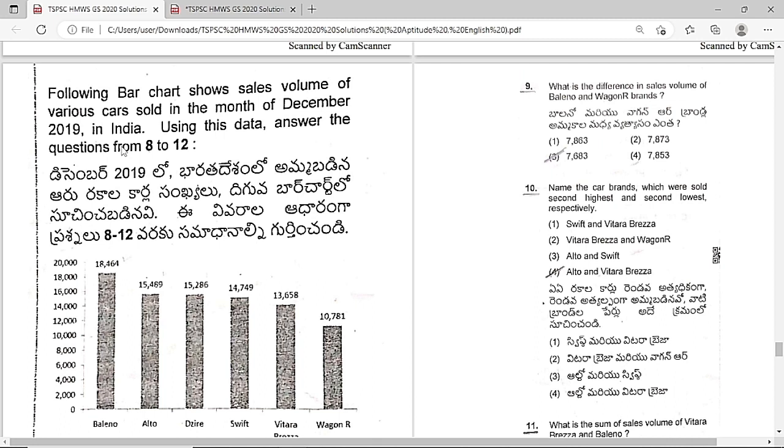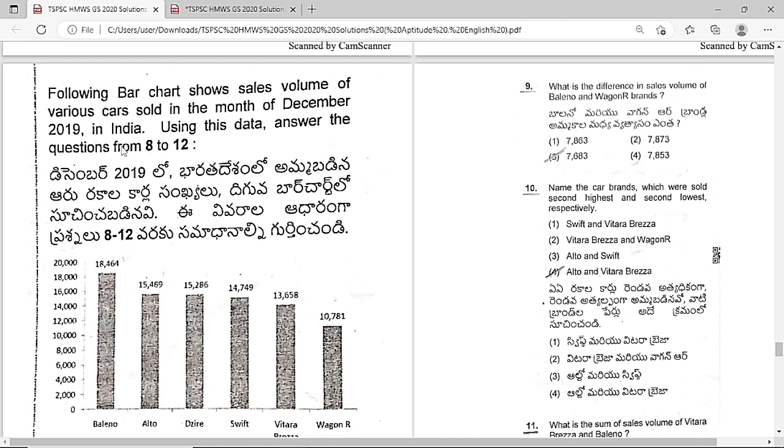Using this data, answer the questions from 8 to 12. In this question, they have given a bar chart. It is going to tell you the volumes of the various cars sold in the month of December in the year 2019 in India. Using this data, we have to answer the questions from 8 to 12.